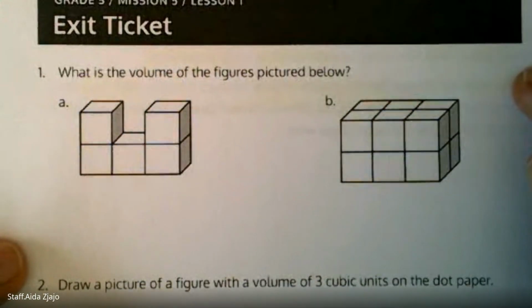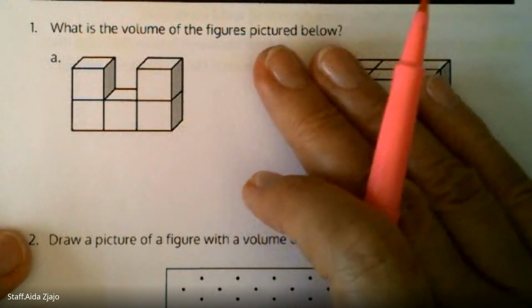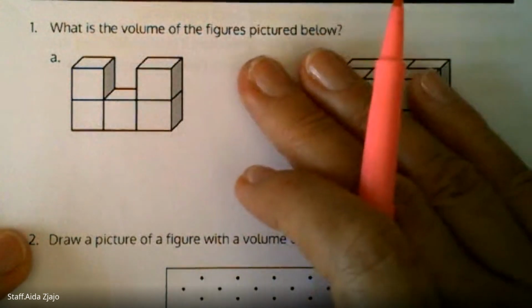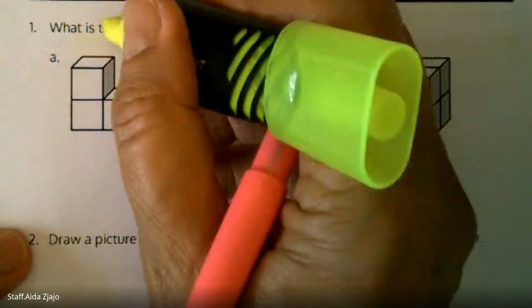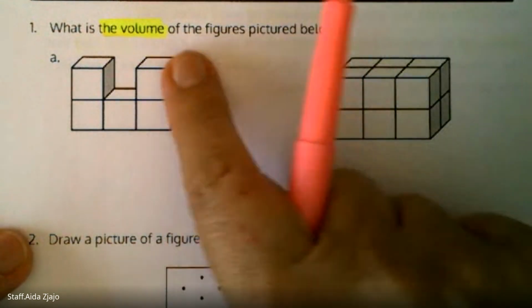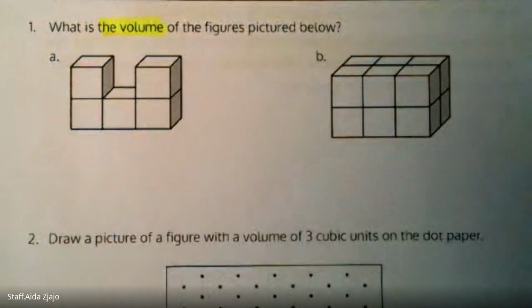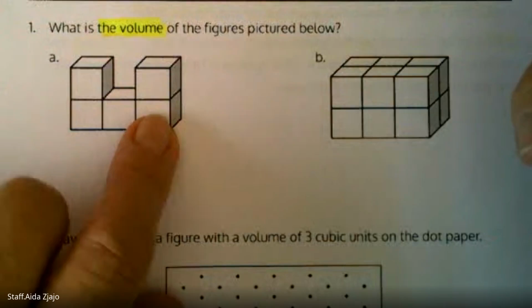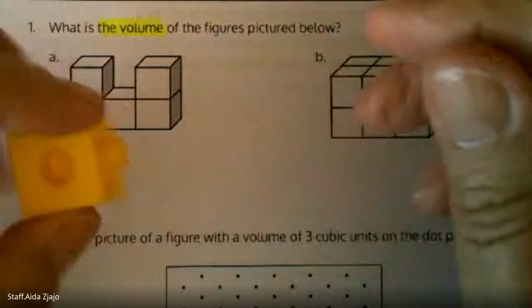So let's see what they're asking us to do in the exit ticket. What is the volume of the figures pictured below? So the volume is how many cubes these figures are made of. Many children cannot see that this is a unit cube.